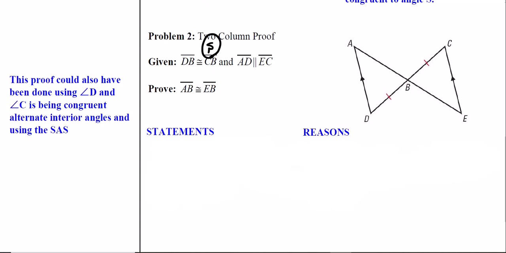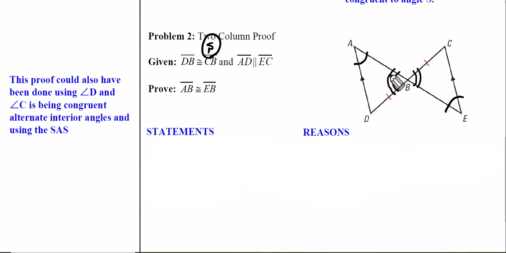Well, if AD is parallel to EC, parallel means we have alternate interior angles. So I'm going to go ahead and look at angle A being congruent to angle E because alternate interior angles are congruent. Now, we should have caught this one even earlier, but this is a bow tie, and bow ties should remind you of vertical angles. That being said, I have angle, angle, and a side. This is not the included side. This is not the side between these two angles.